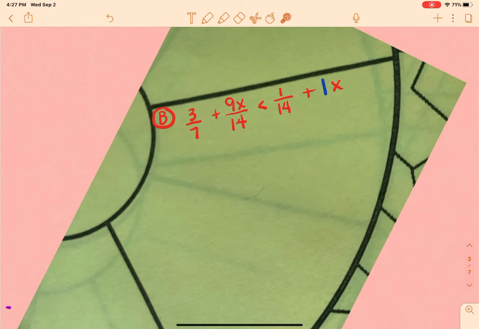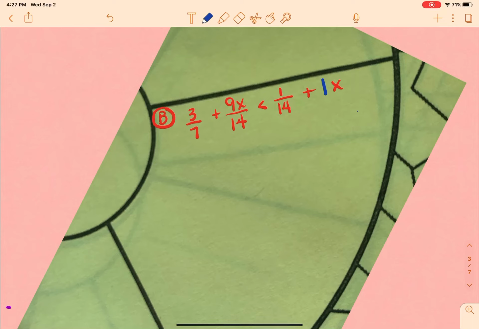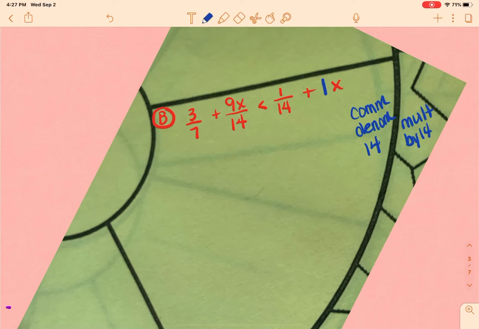Now, we want to get rid of the fractions like the last one, so we're going to focus down here. Now, the good news is 2 of them are exactly the same. So really, I'm trying to think about the smallest number that 7 and 14 will both go into. And I know the smallest number that they can both go into evenly would be 14. So that means on this one, I'm going to multiply by 14. And that's every single number.